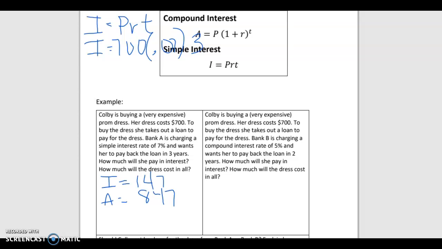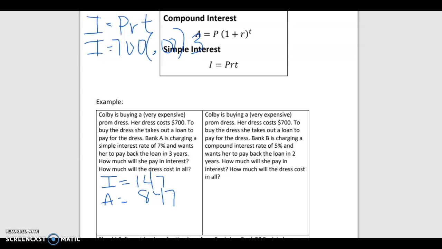All right, let's look at the second example. So Colby is buying a very expensive prom dress. Her dress costs $700. To buy the dress, she takes out a loan to pay for the dress. Bank B, so everything's the same except for now we have a different bank. And Bank B is charging a compound interest rate of 5%. So it's a smaller interest rate, but they want the loan paid back in 2 years instead of 3 years.